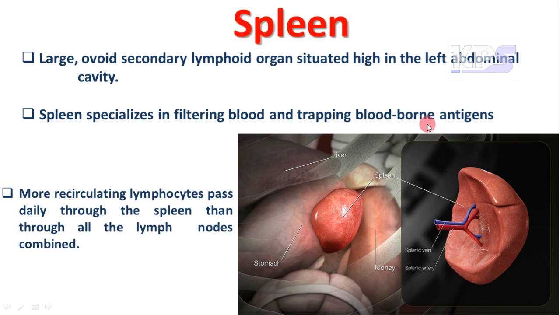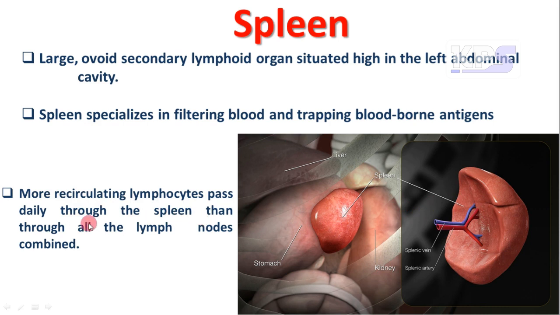The spleen is specialized for filtering blood and trapping blood-borne antigens. Unlike the lymph nodes, the spleen filters blood and destroys the antigens present in the blood. It is a sieve for filtering the blood. Lymph nodes filter the antigens in the tissues, whereas the spleen filters the antigens present in the blood. So blood circulates through the spleen and gets filtered within the spleen, and thereby it is cleared of the antigens.